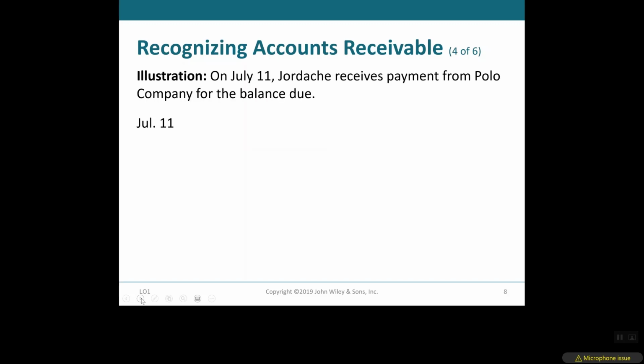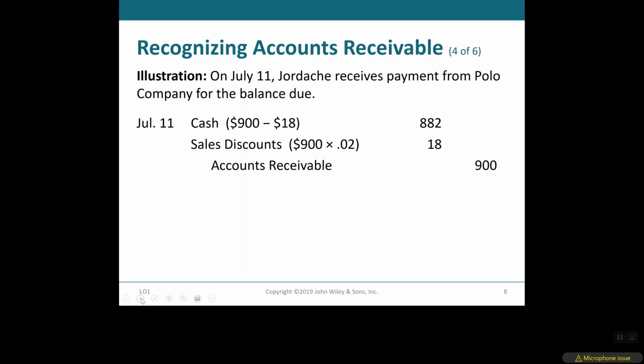On July 11, Chapter received payment from Polo Company for the balance due. We have cash 900 minus the 18, which is the discount that was given, and that gives us 882. Accounts receivable of 900 is credited and our sales discount of $18 is a debit.